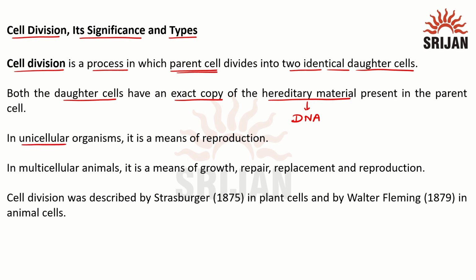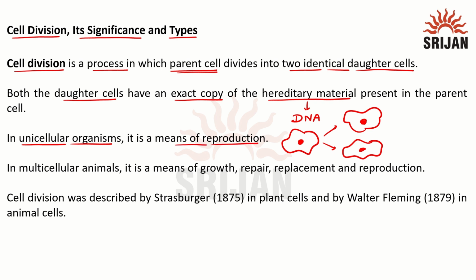Now, if we take any unicellular organism like an amoeba, if a cell divides in amoeba, it will indicate that it is also a reproduction phase. So, in unicellular organisms, the cell division itself is a means of reproduction. Whereas in multicellular animals like humans or flowering plants, it means various other things also, like growth, repair, replacement and reproduction.